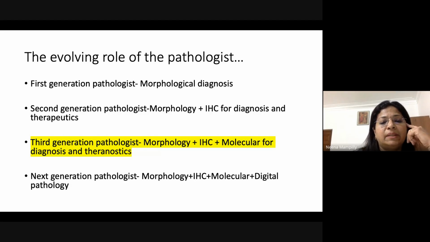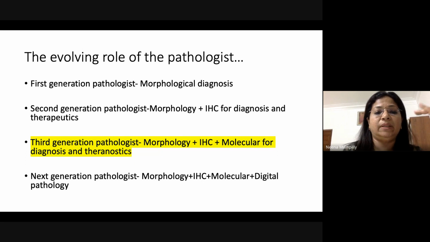Previously, initially we were morphologists. Obviously, morphology is still the cornerstone of our diagnosis, and we build upon that. That still remains. Over a period of time, we are evolving into second generation, third generation, and next generation pathologists. Meaning, after the morphology came the immunohistochemistry, which helped to support our morphology. But still, morphology remains the cornerstone.